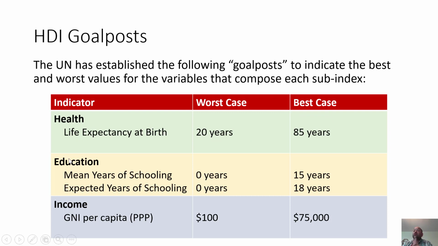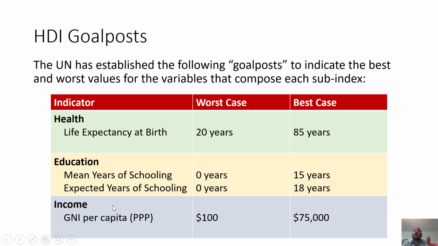Education is going to be measured using two variables: mean years of schooling, which kind of takes a look at the current education level of the adult population, and then expected years of schooling, which is taking a look at sort of a future look into how educated we expect people will be in the future in that country. So for both of these, the worst case scenario is 0 years of education, and then the best case scenarios for mean years of education is 15 years, and for expected years, it's going to be 18 years.